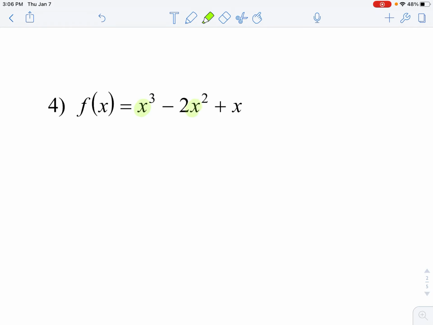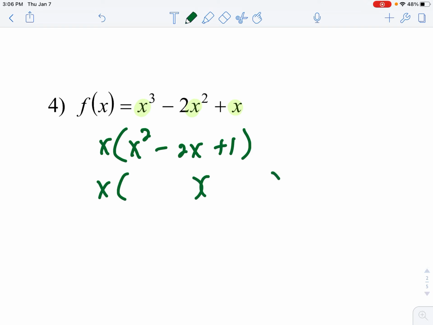Again, there's a common factor of x, so you can divide out x. Once you do, you get x squared minus 2x plus 1. When you divide an x out of an x, it does leave a 1 behind. Sometimes students leave it blank or put a 0 there, but x divided by x is 1. Now, the polynomial in parentheses can be factored, and we need two numbers that will multiply to positive 1 and add up to negative 2, and that's simply negative 1, negative 1.